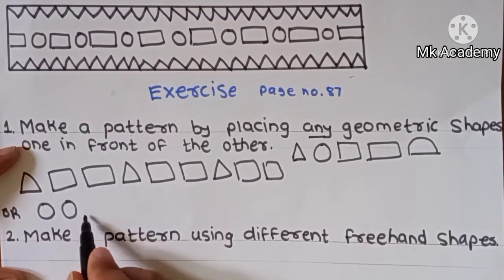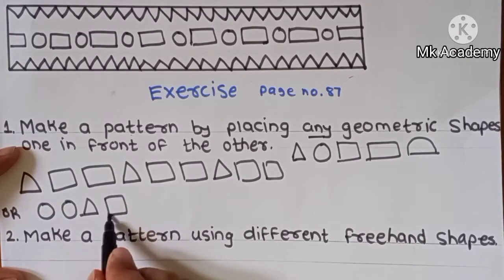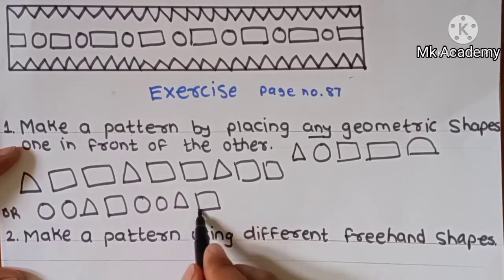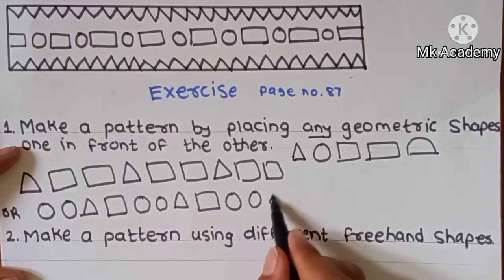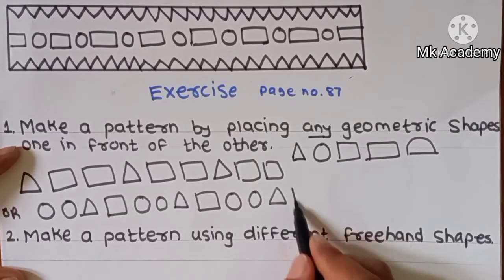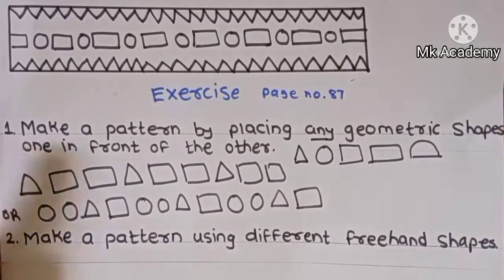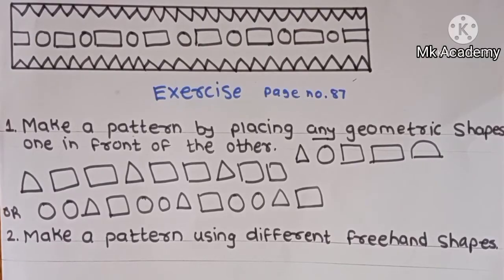Or we can take 2 circles, 1 triangle, 1 square. Again 2 circles, 1 triangle, 1 square. We can make any pattern. I can give you only 2 examples. Okay. Now question number 2.